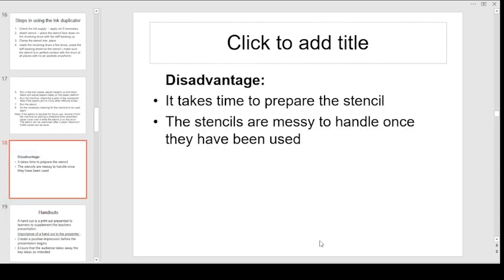We have the disadvantages of using the ink duplicator. 1. It takes time to prepare the stencils, and the stencils are messy to handle once they have been used.